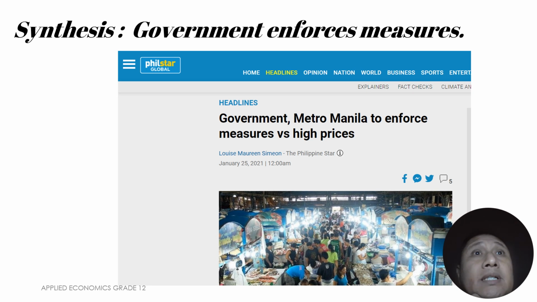Government. In the cities, government says Metro Manila should enforce measures on high prices, control the prices. Oy, may command economy. Because the government says, hoy, you're being abusive. It's a free market. You can sell anything, but do not overprice. If you overprice, you will go to jail or your business will close down. That's command economy. If the government intervenes, dictates that you should cap the price.